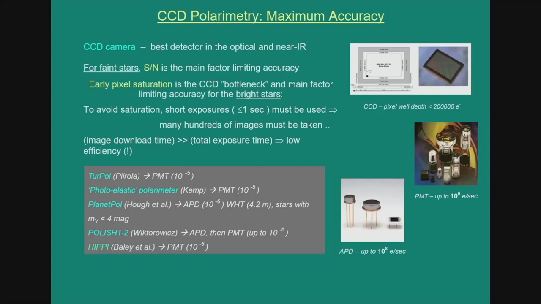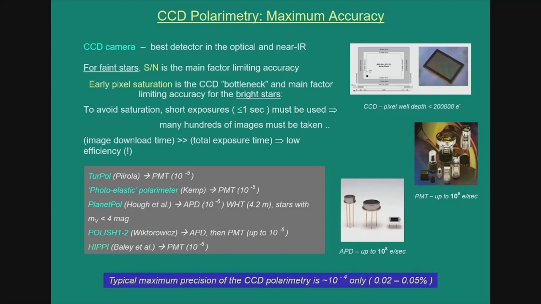But of course, photomultipliers and APDs cannot compete with CCDs in the faint target domain. The quantum efficiency is considerably lower, and it is not surprising that all those records have been established only for bright stars and with large telescopes. Nevertheless, the anticipated typical maximum precision for CCD polarimetry is something like 2 × 10⁻⁴ only.